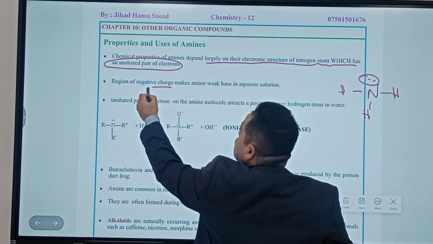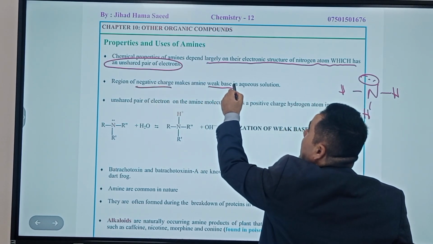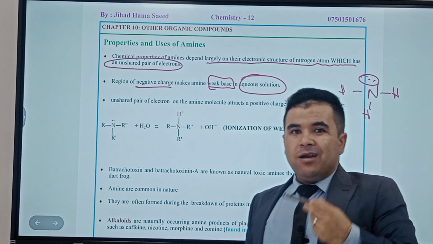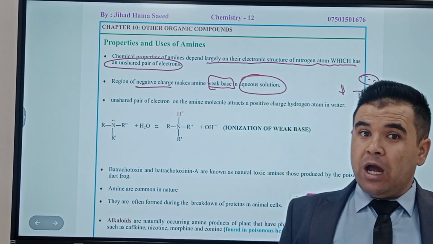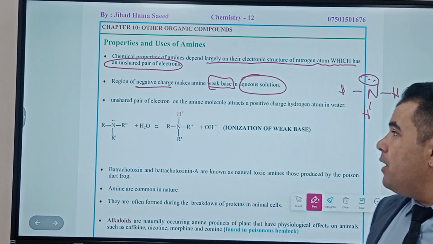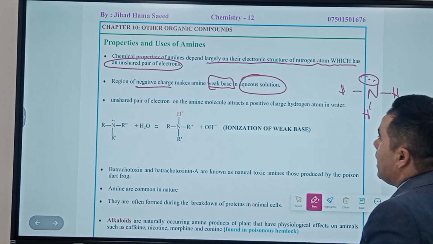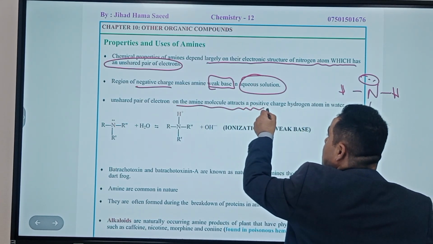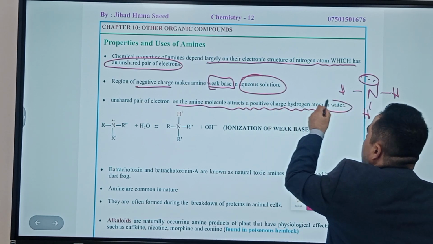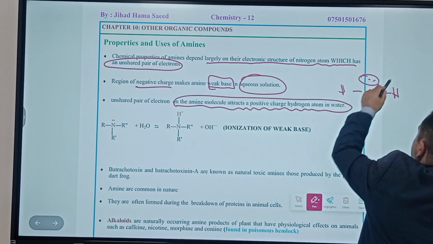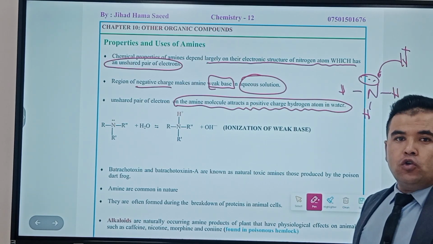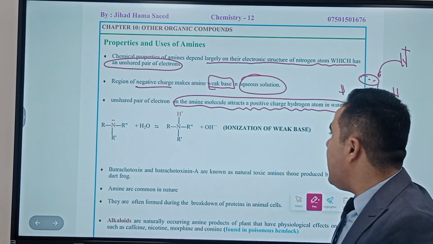The region of negative charge makes an amine a weak base in aqueous solution. So the amines, the derivatives of ammonia, are weak bases, and they work as weak bases. The unshared pair of electrons on the amine molecule attracts a positively charged hydrogen atom in water. So it has a tendency to attract a proton in order to be a base.